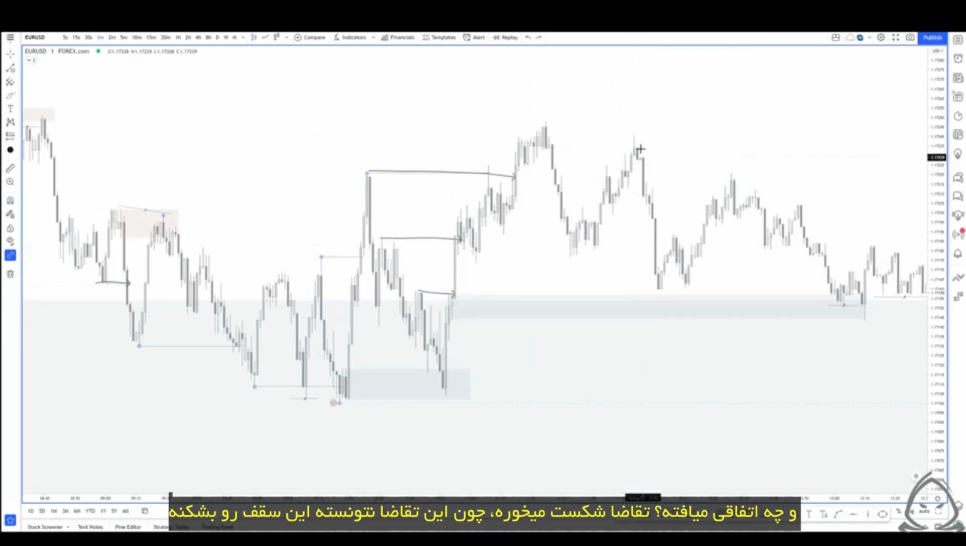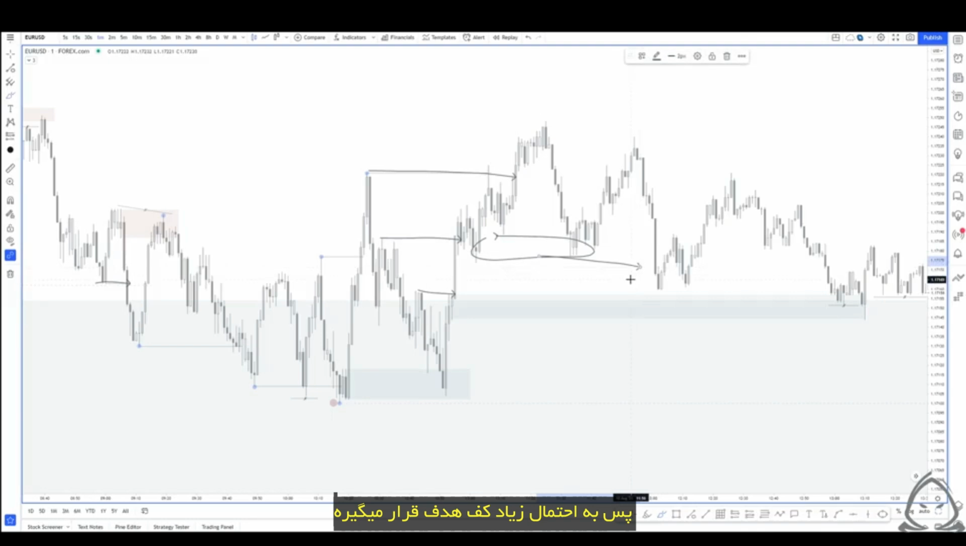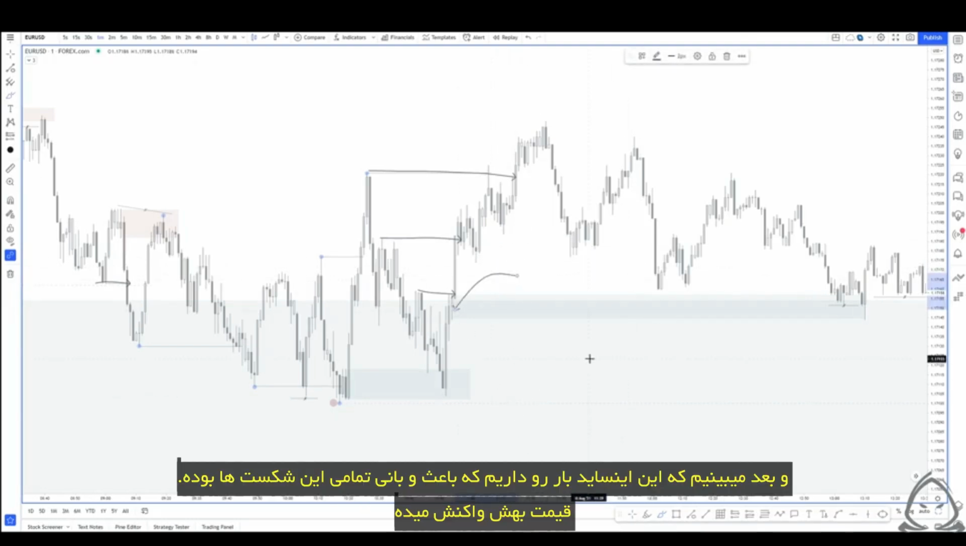Supply is respected, and then what ends up happening? Demand fails because this demand zone was unsuccessful in taking out this high. Therefore, more than likely, the low is going to be targeted. And then what we can see is we have this inside bar, which was basically responsible for the initial break of all of structure that we're seeing.